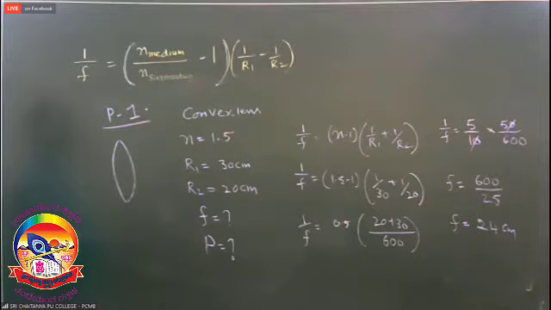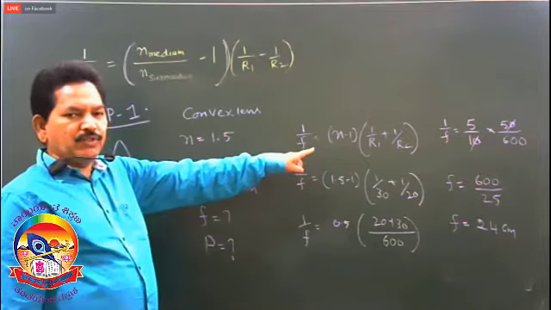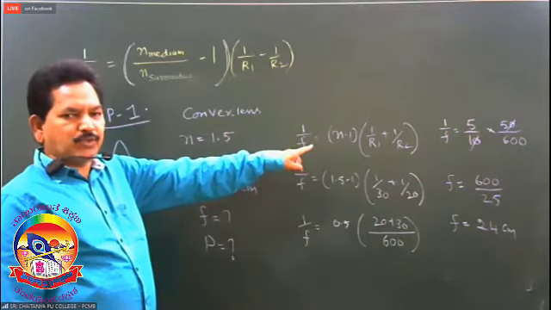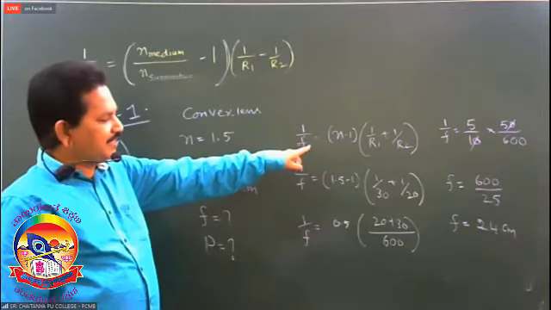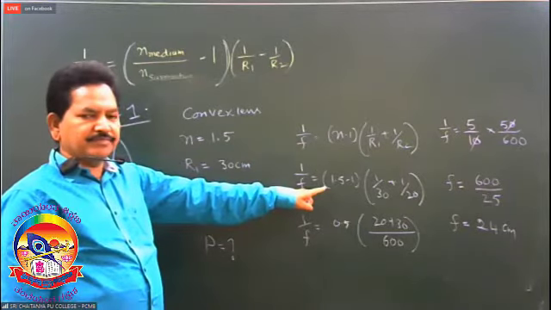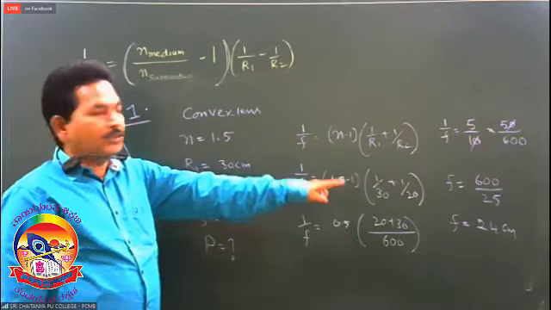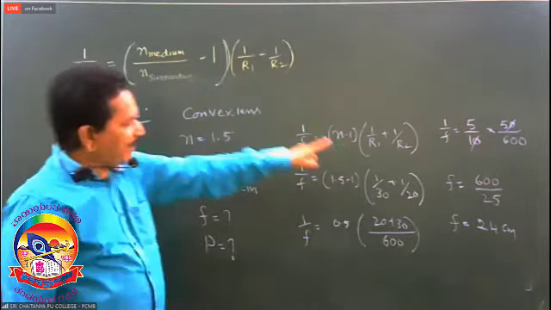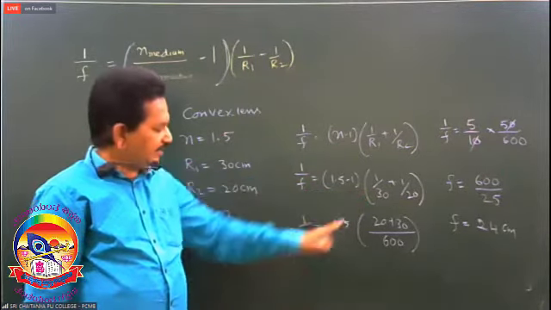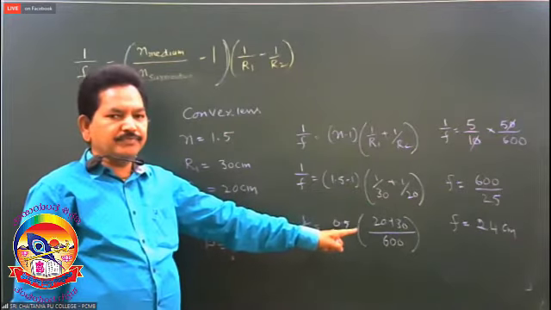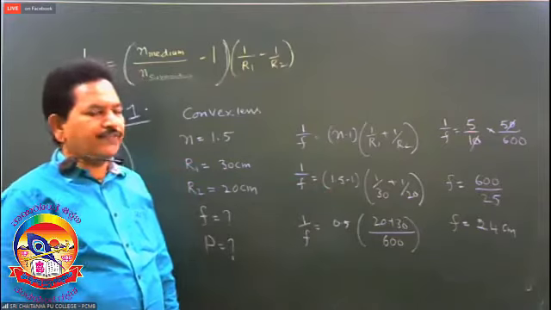Directly applying the formula, 1 by F is equal to (N minus 1) into (1 by R1 plus 1 by R2). In case of a convex lens, (1.5 minus 1) into (1 by 30 plus 1 by 20). Don't use minus. After applying the sign convention, we will get plus. Then 0.5 into 50 by 600. F value, I got 24 centimeters.